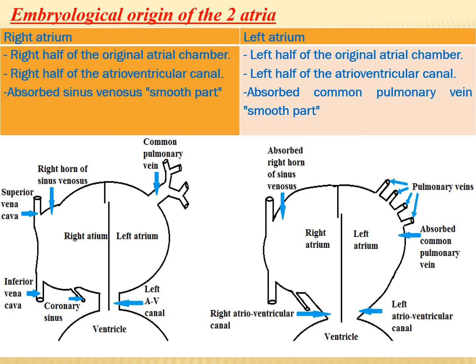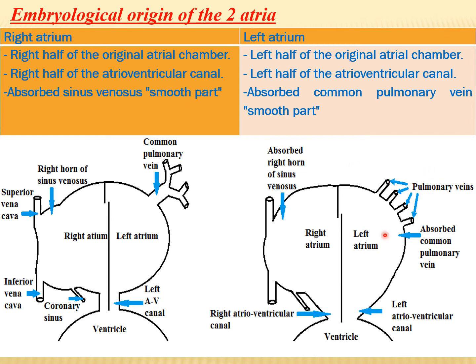Then the embryological origin of the two atria. This is a comparison of the origin of the two atria. On the right side, it comes from the right half of the original atrial chamber, the right half of the atrioventricular canal, and the smooth part of the right atrium, as we said, arises from the absorbed right horn of sinus venosus. As we said, this is S and this is S, to remember that it arises from sinus venosus.